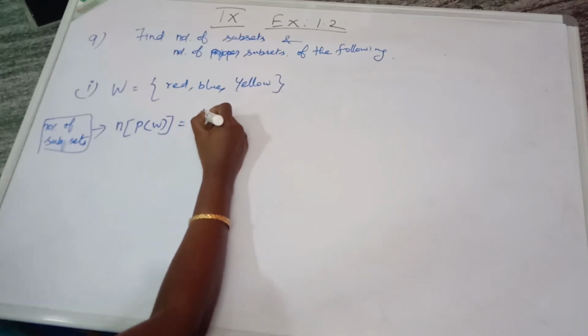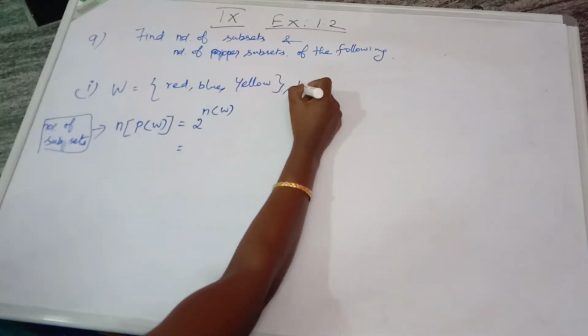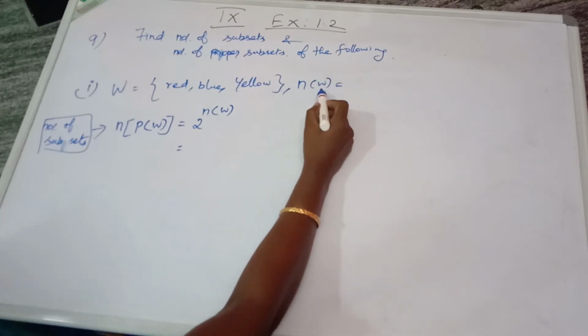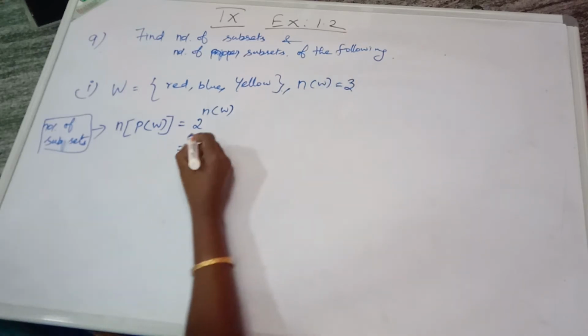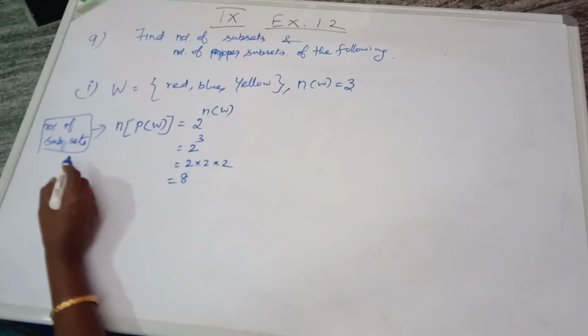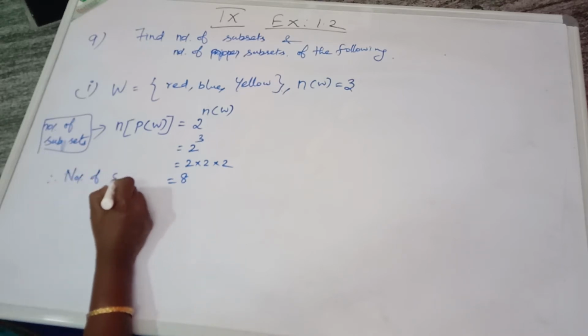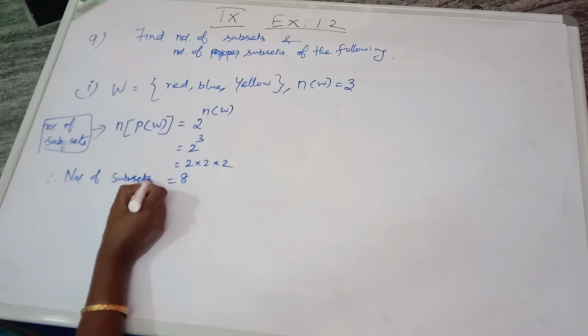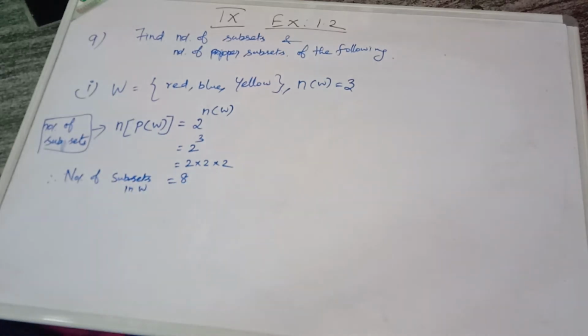The formula is 2 power n of the given set. It is W. What is n of W? That is the number of elements in the set W. How many elements are there? 1, 2 and 3. So 3 elements. So here 2 power 3. So we can write 2 into 2 into 2. 2 2s are 4, 4 2s are 8. Therefore, the number of subsets in W is equal to 8.